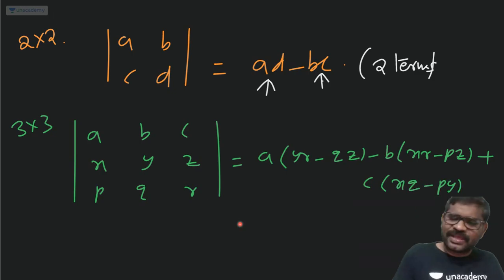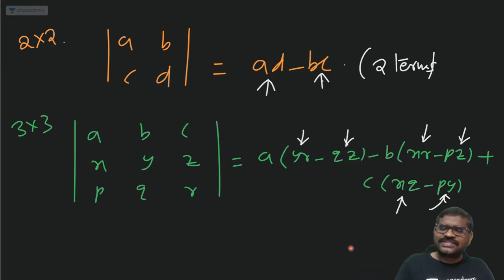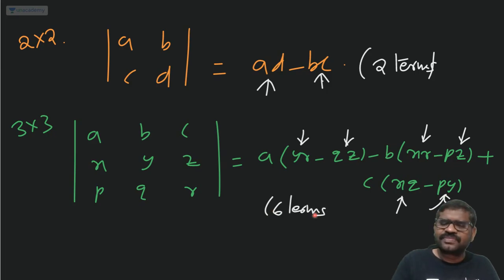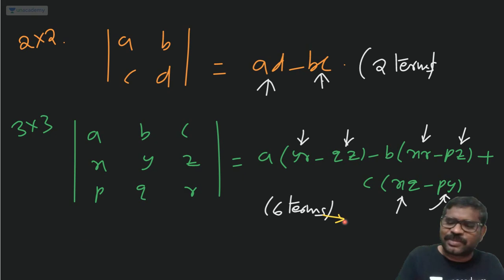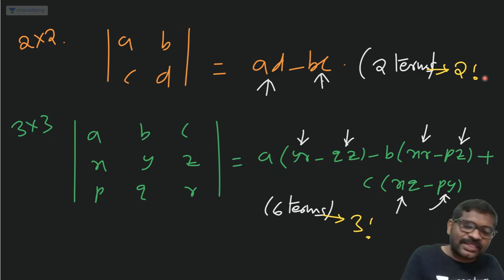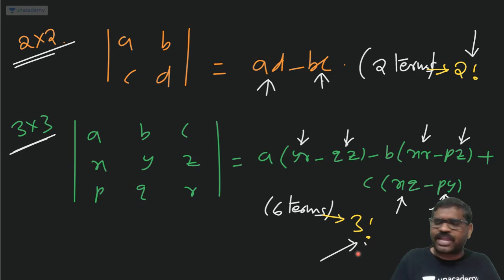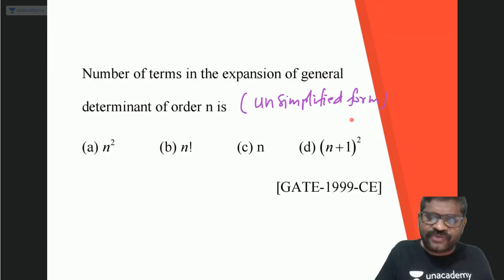Now, 1, 2, 3, 4, 5, 6. How many terms? 6 terms. So in the case of 2 cross 2, 2 terms. In the case of 3 cross 3, 6 terms. 6 terms is nothing but 3 factorial. 2 terms is nothing but 2 factorial. In the case of 2 cross 2, 2 factorial. In the case of 3 cross 3, 3 factorial. Therefore, in the case of n cross n, it would be n factorial. So n factorial is the answer.